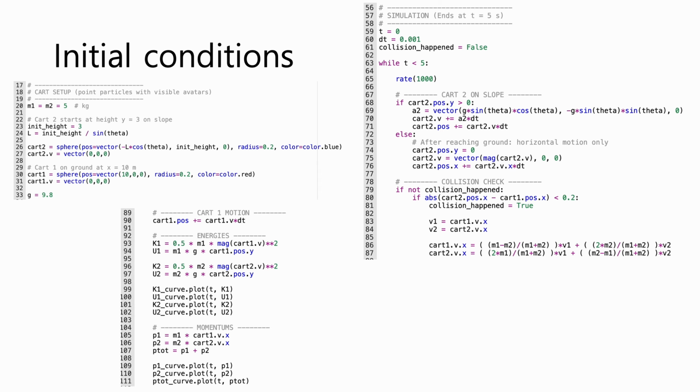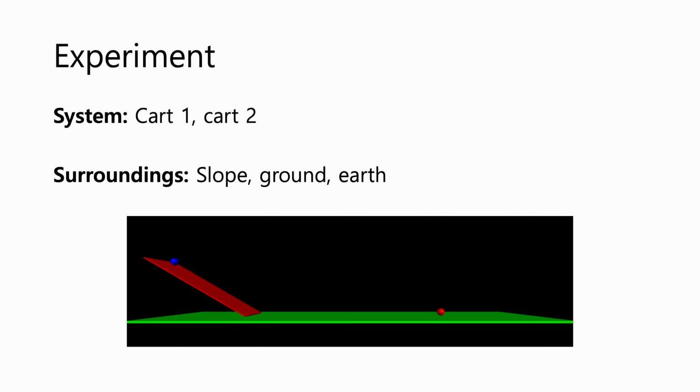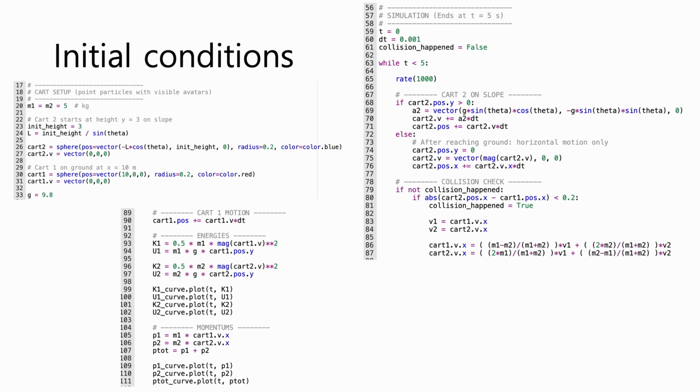And for disclaimers, we're going to say that this experiment is a totally elastic collision, and we will see this as a point particle system. So as you can see, the carts are displayed as two spheres or points in the coordinate system.